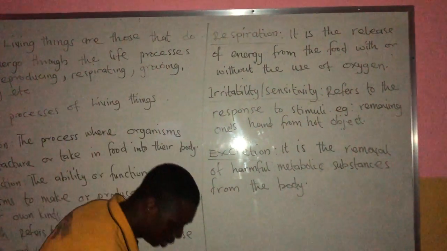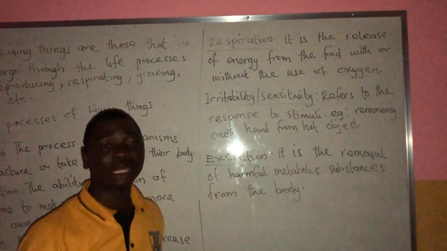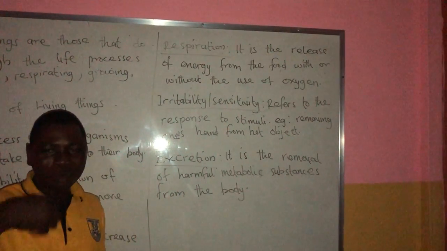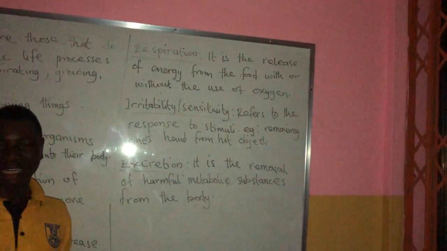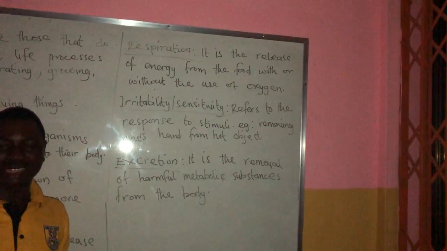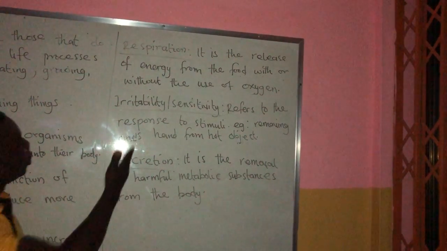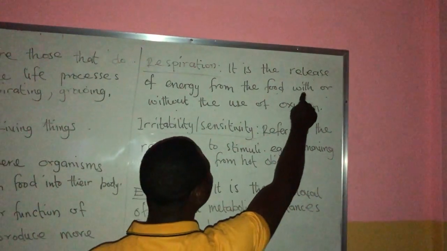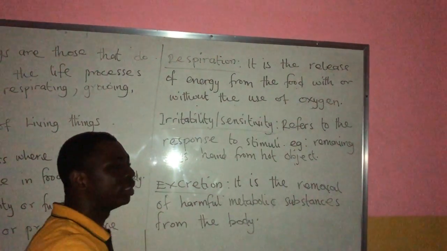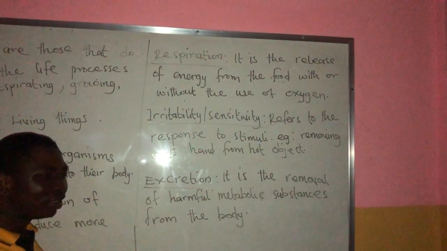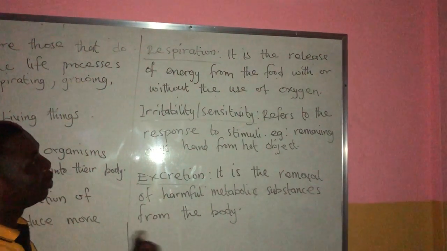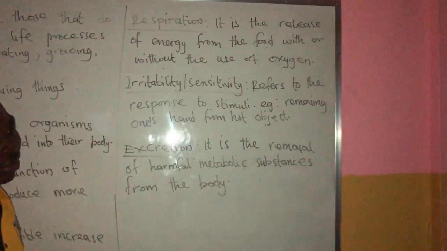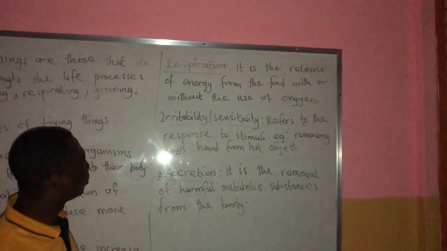But some plants don't use oxygen to breathe in, they take in carbon dioxide. But we human beings take in oxygen, and animals also take in oxygen, then we bring out carbon dioxide. So we say again, it is the release of energy from food, with or without the use of oxygen. So when you breathe in and breathe out, we are releasing heat energy, and it helps our food to digest or work in our system.